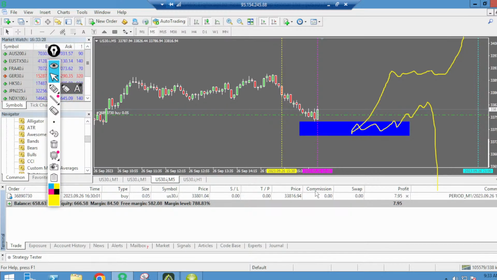So if there are more sellers in the market, it's going to go up. If there are more retail traders buying, the market is going to go down. Okay? Keep that in mind, guys. All right, now watch.